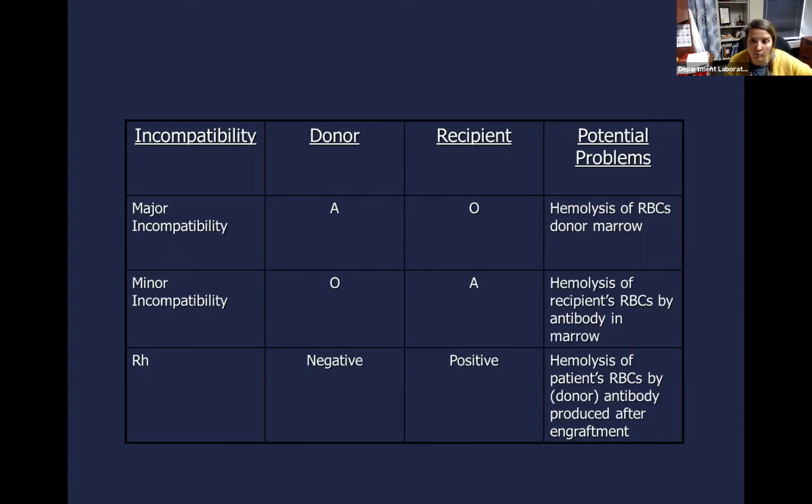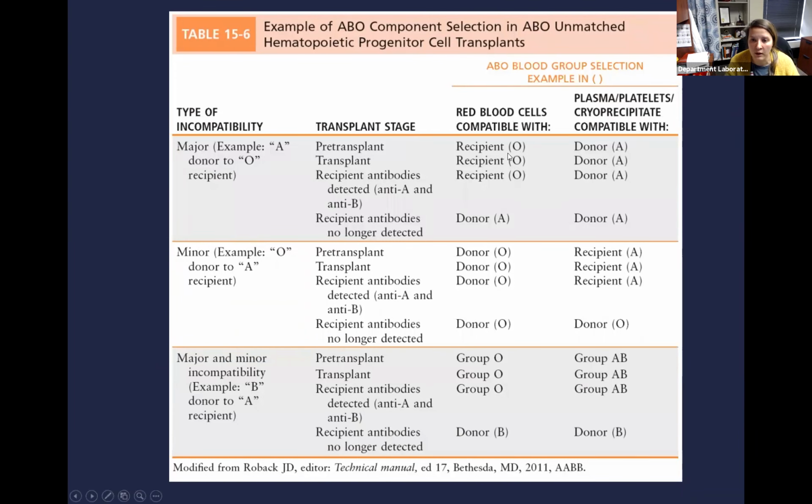All right, so for the product determination, we always want to look at when our patient changes type. So notice pre-transplant, transplant, and then at the time where your recipient antibodies are no longer detected, we can start giving that recipient the donor type. Okay, so that's for a major incompatibility. With a minor incompatibility, notice that we can still give O. And what most hospitals are going to do is they will probably always try to give O red cells for these bone marrow transplants. That's always the safe route.